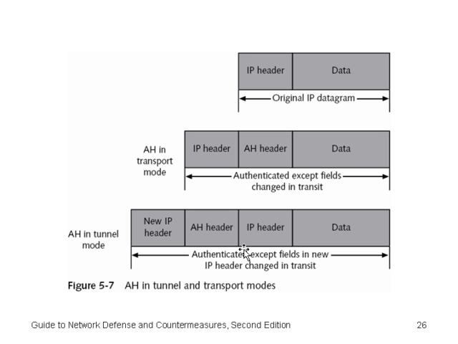Now if we look at the difference between tunnel and transport modes, here we have the IP header and the data, the original IP packet. In transport mode, this is what we saw on the previous screen. Everything is authenticated except the fields that are changed in transit. However, with tunnel mode, it authenticates the entire packet except the fields in the new IP header that are changed in transit, which would be this right here.